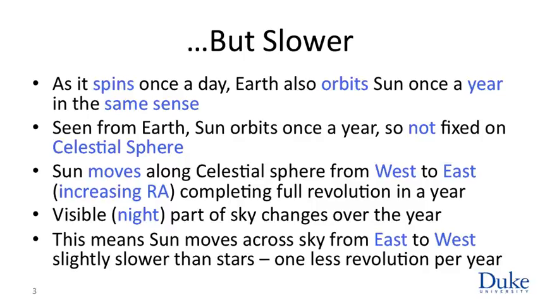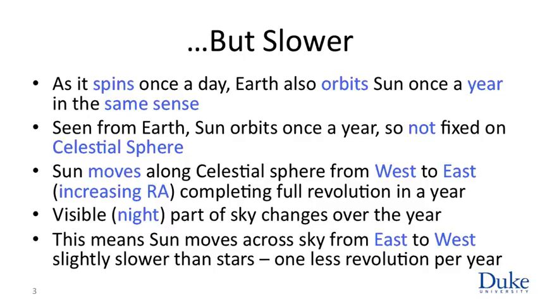It also means that since the Sun is moving across the sky from west to east, while the celestial sphere is rotating from east to west, the Sun is carried by the celestial sphere, so it rises in the east and sets in the west, but its motion across the sky is a little bit slower than the motion of the stars. How much slower? Over the course of a year, the Sun moves backwards along the celestial sphere by 1 complete revolution.